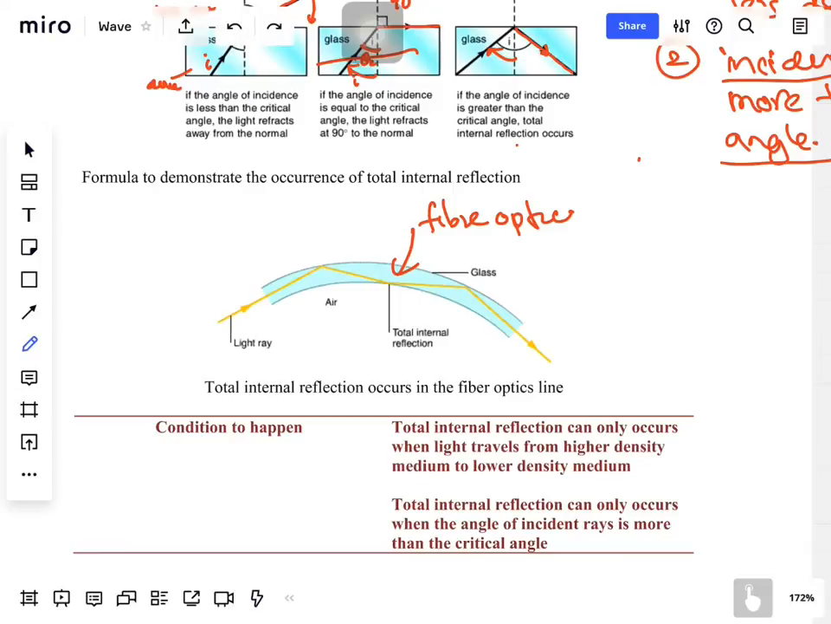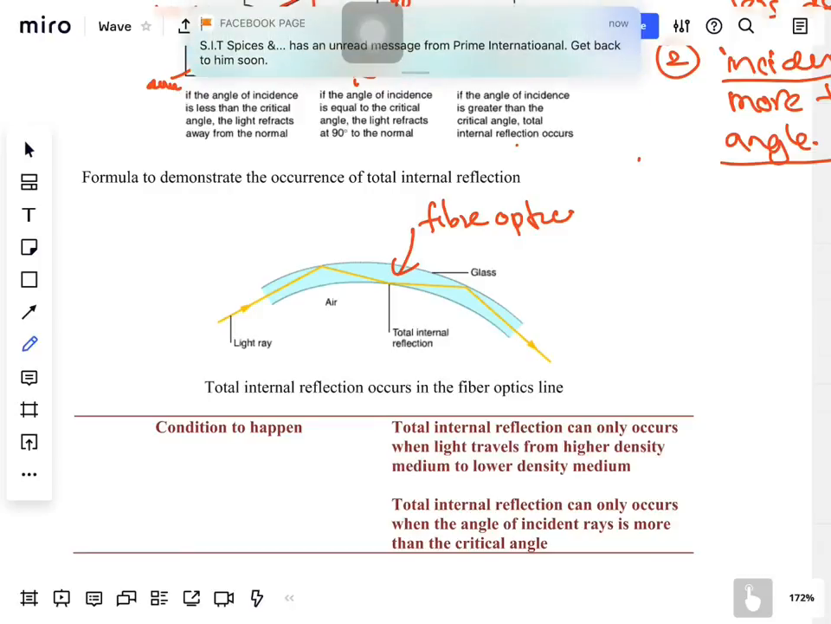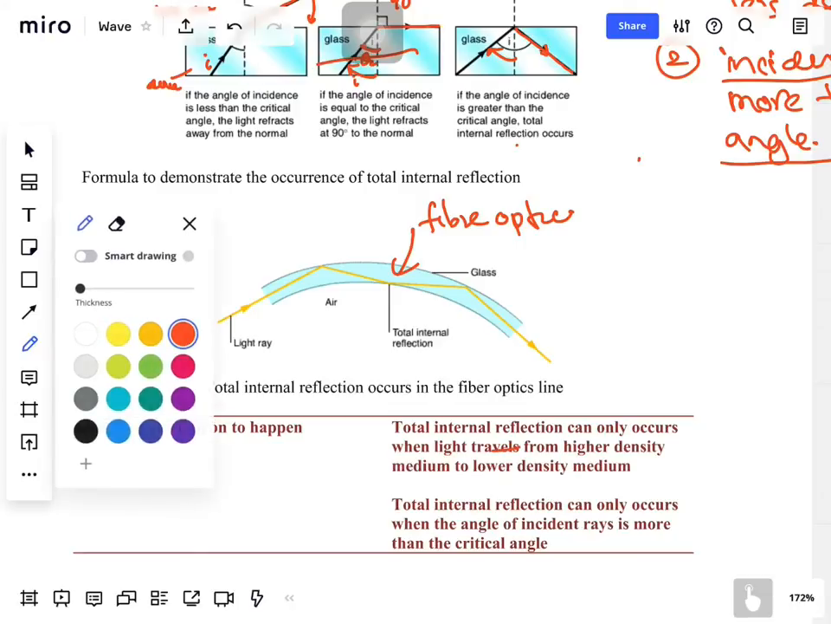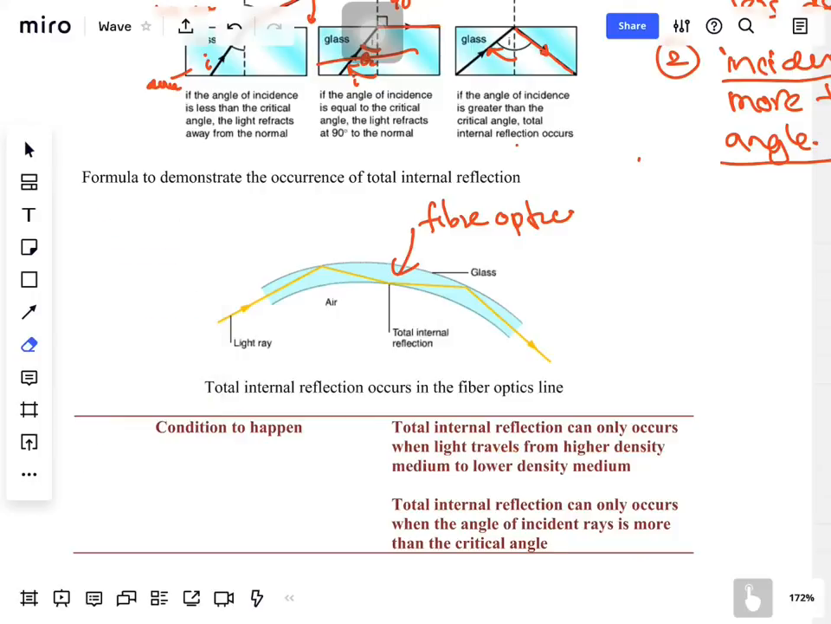So when it bounces inside, this is what we call reflection. Total internal reflection occurs in a fiber optics line, okay? And you look here, condition to happen. Total internal reflection can only occur when light travels from high density medium to lower density medium. This is the one that we discussed earlier. Right, the first one is done.